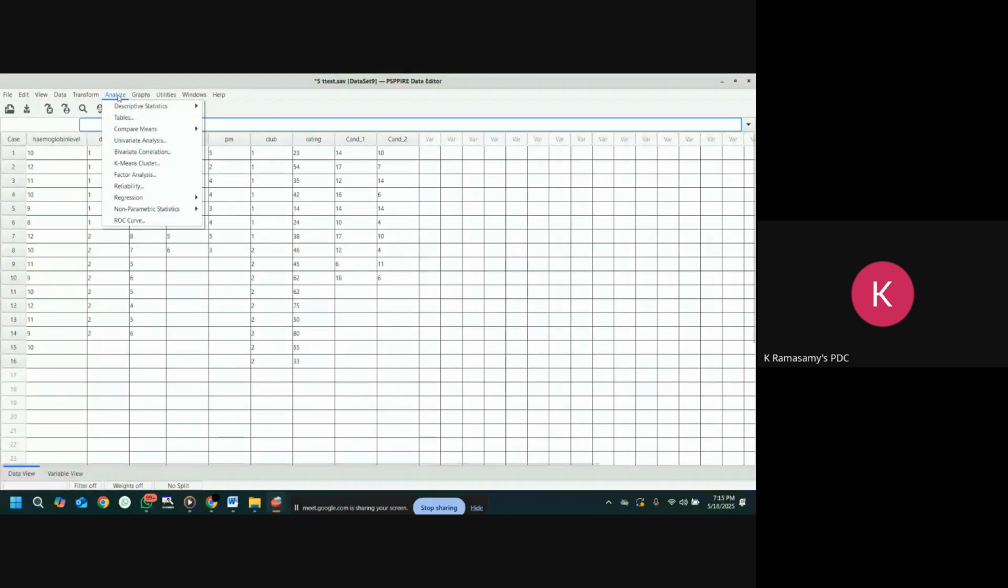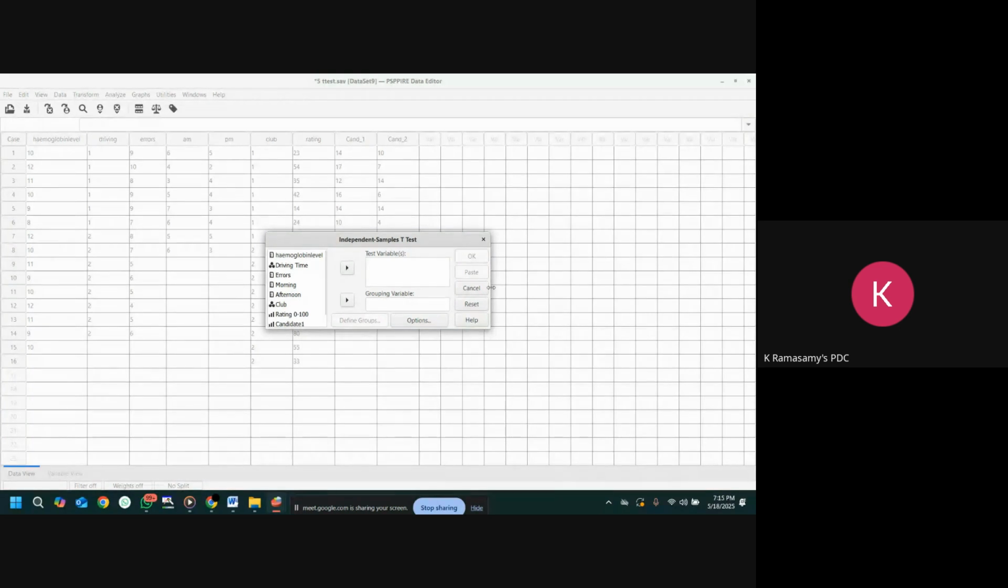Go to Analyze. Click on Compare Means. Click on Independent Sample t-test. What are the two variables I test? Select the errors, the dependent variable. Send it to the test variable box.